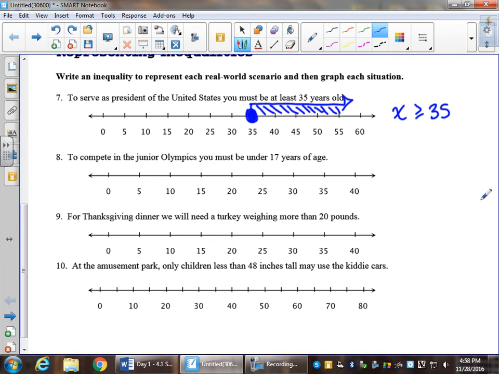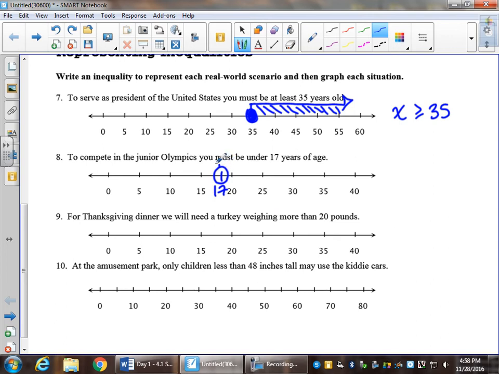Number 8, to compete in the Junior Olympics, you must be under 17 years of age. I don't see 17 here, but here's 15, here's 20, so I know 17 will be approximately right there. You have to be under 17. So ask yourself, if you're 17, can you compete? The answer is no. This is going to be an open circle.